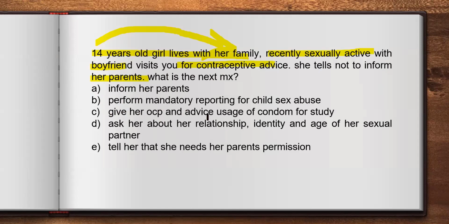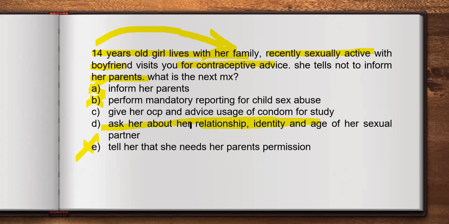Okay. Give her OCP advice, use of condom for study. Ask her about her relationship, identity, and age of her sexual partner. Tell her that she needs her parents' permission. She doesn't need her parents' permission, no, and don't inform the partner's parents. Mandatory reporting is not needed unless you know about her relationship.